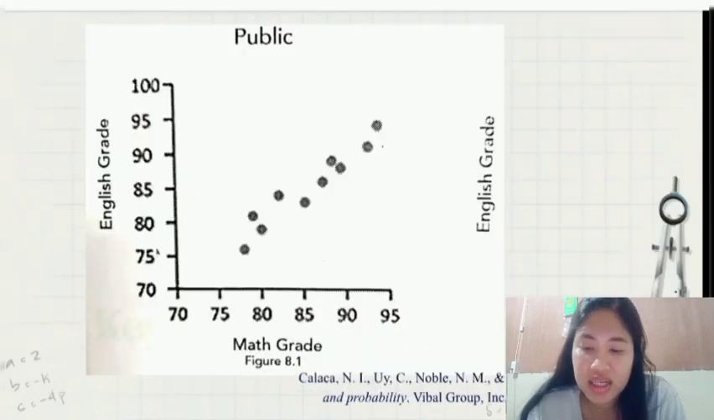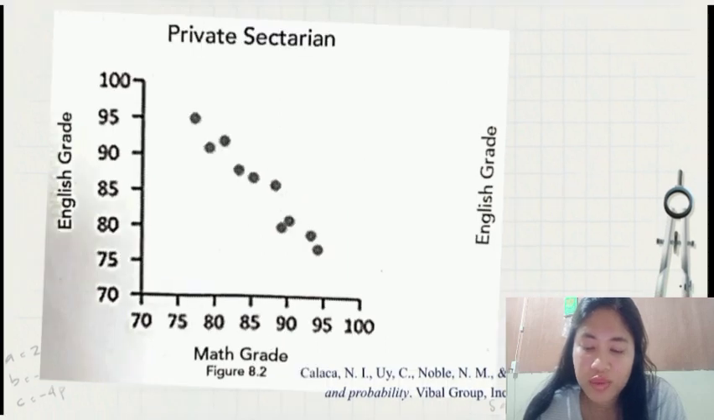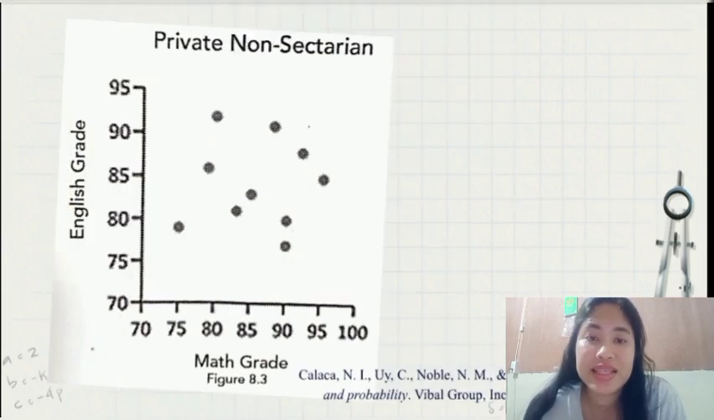In this plot, we can see the grades of the students that came from public schools. The English grade and the math grade are shown here and plotted on the graph. Next, we have the grades from private sectarian schools. And the last one is the grades from private non-sectarian schools.